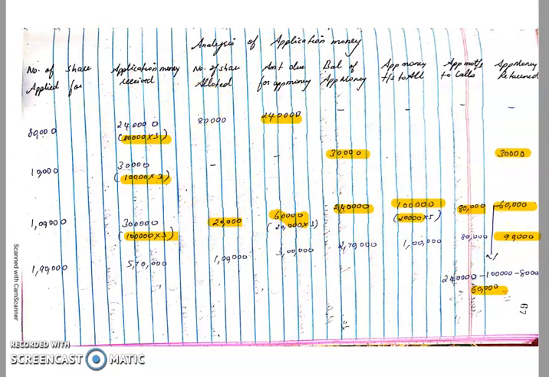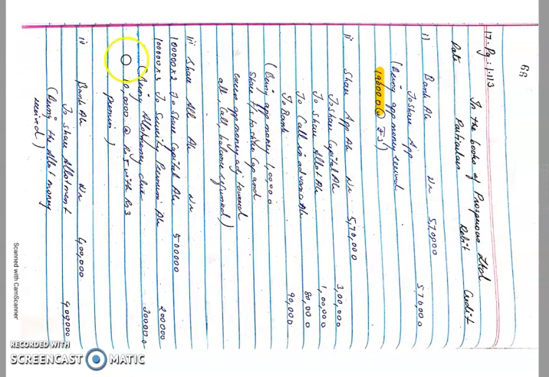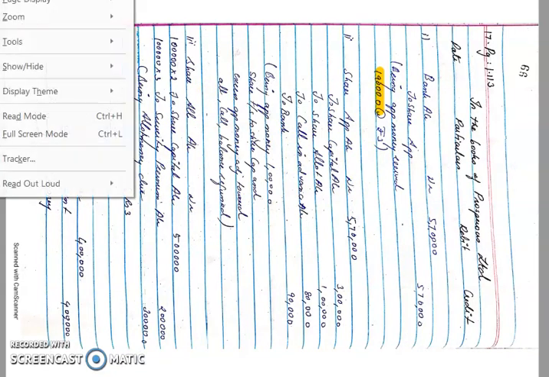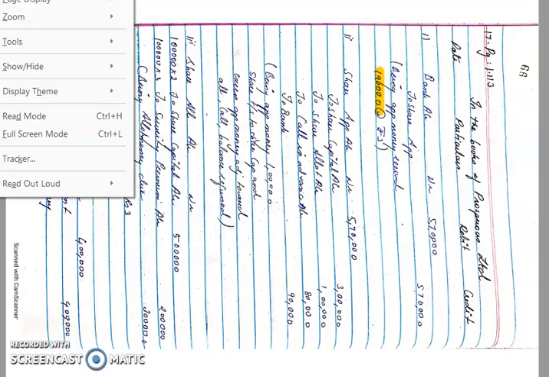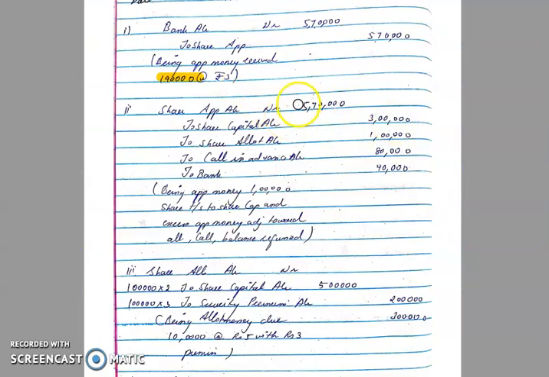Now we'll move on to the journal entries, and I'll show you what amount we have shown. This is the total amount, and everything is given in the table. This is also 1 lakh into 3, share allotment 1 lakh, which we found out, calls in advance 80,000 which we found out, and 90,000 is to bank.